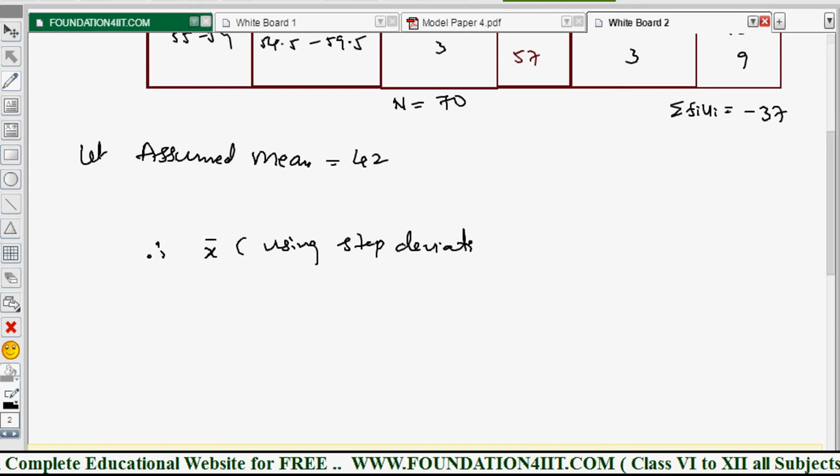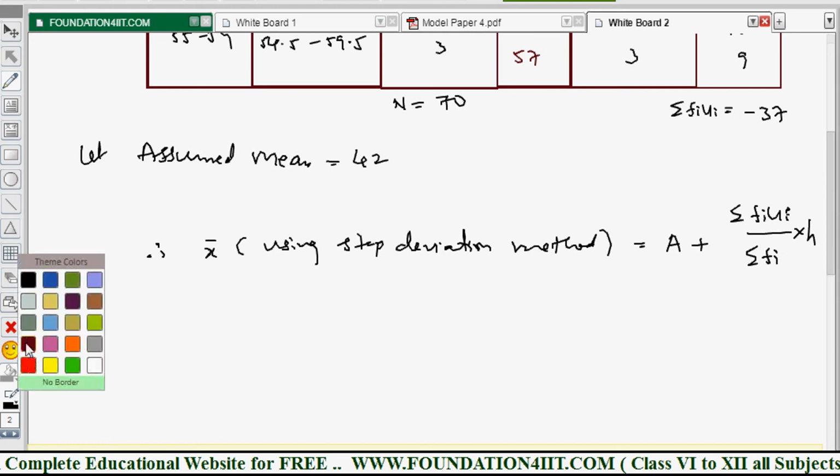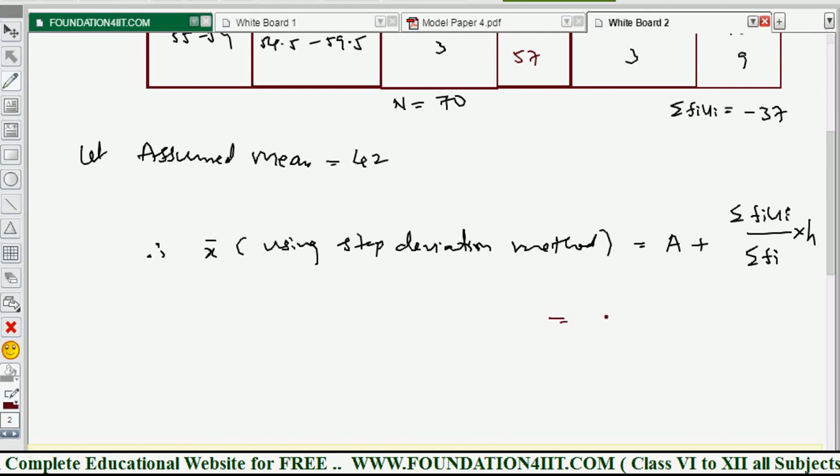If you use the step deviation method, you use the formula: mean equals a plus sigma fi ui by sigma fi, or n, into class size h. So let's apply these values. Assume mean is 42 plus sigma fi ui is minus 37 by sigma fi is 70, into class size is 5.